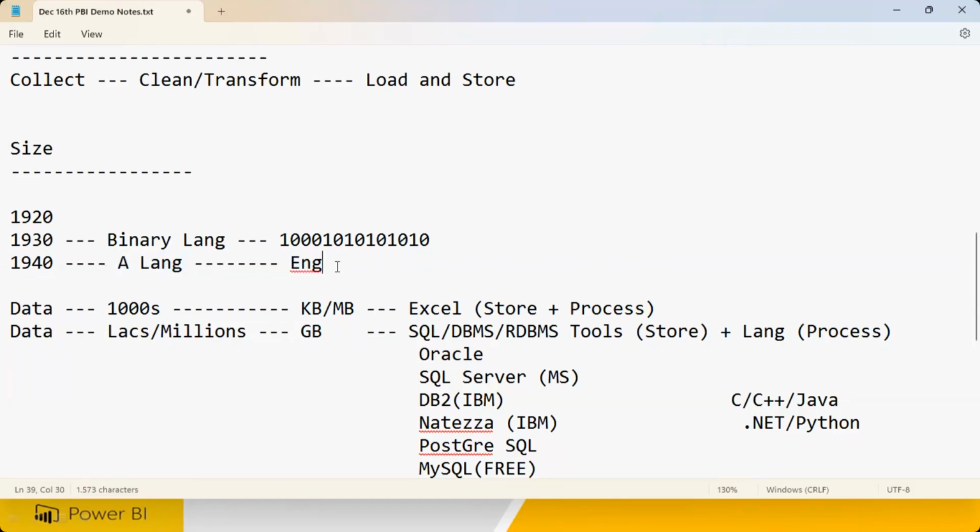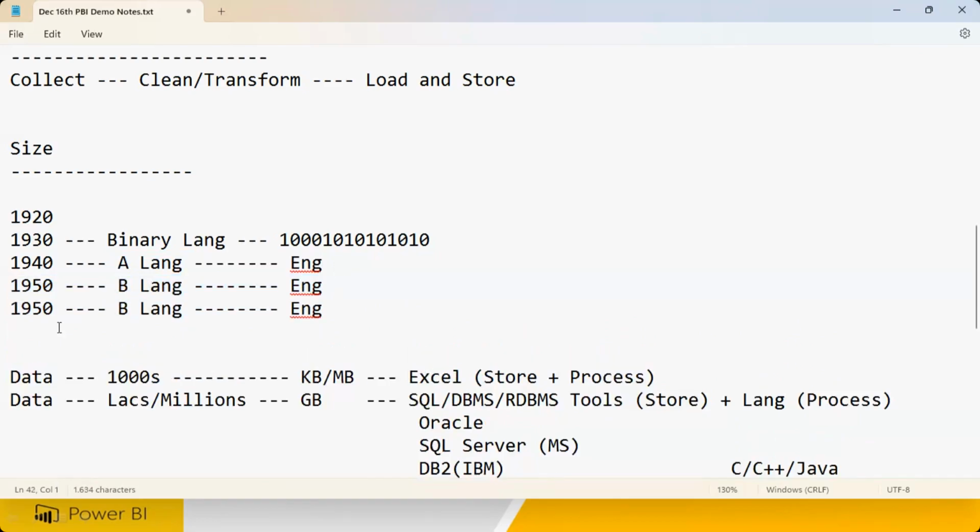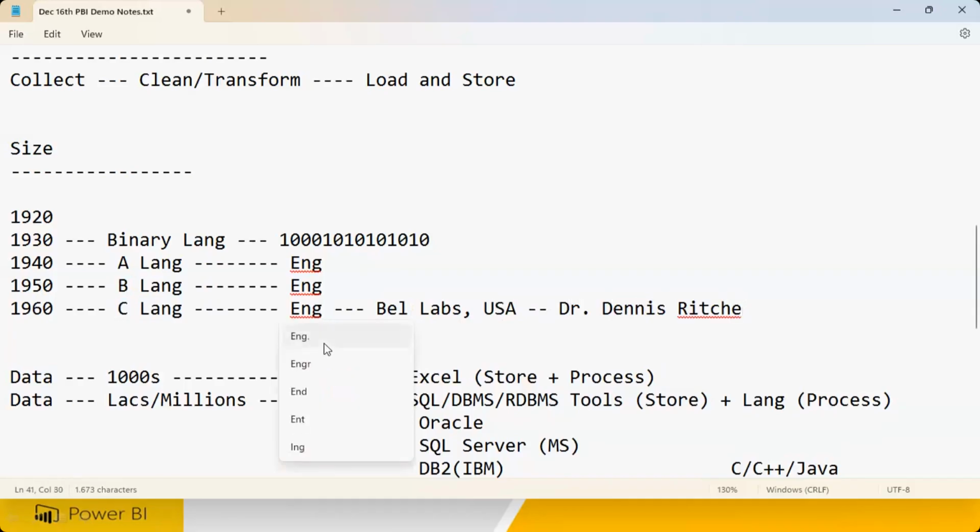Then one more language got created in 1950. A language where you can write English and it is also working fine, but it has a lot of flaws. So after that, in 1960, we had the C language developed in Bell Laboratories, USA. A guy called Dr. Dennis Ritchie invented this language in 1960. It is there in English. Many people appreciate it. Even today, people are using this language.